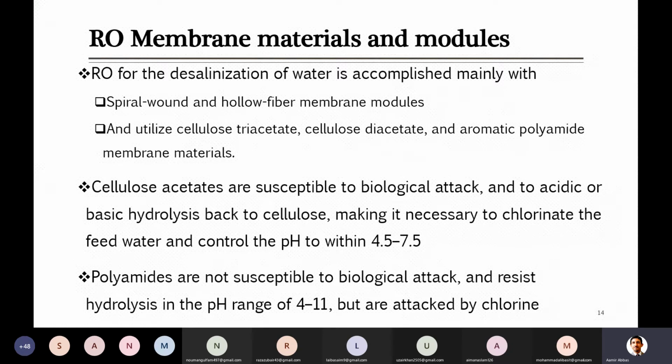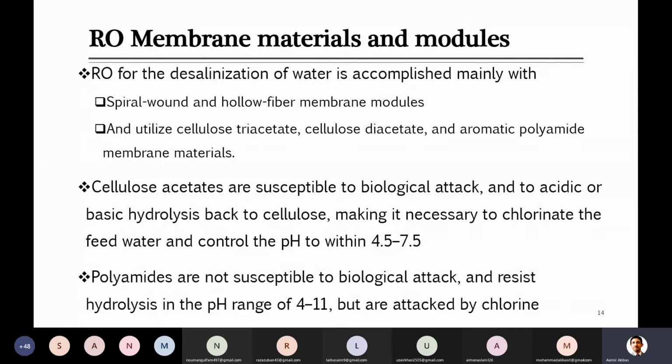And when you look at polyamide, the other type of material which is used for this kind of application, that also has some drawbacks. Although it is not susceptible to biological attack, it resists hydrolysis. I mean the first two problems which were discussed for cellulose acetate, resistance against pH as well as biological material and microorganisms, that is not damaged by those two. But the problem here is the chlorine. If chlorine is there, it will start reacting with the polyamide membrane, and that will just damage it.